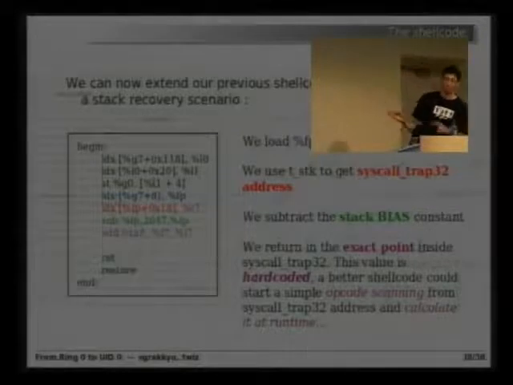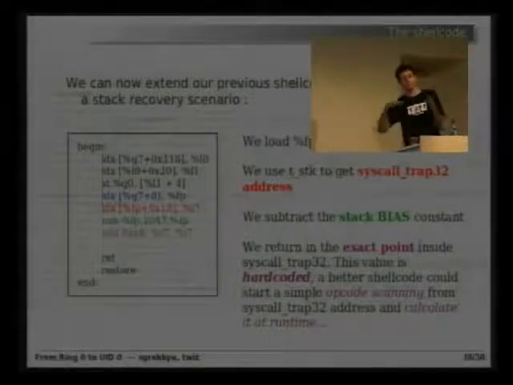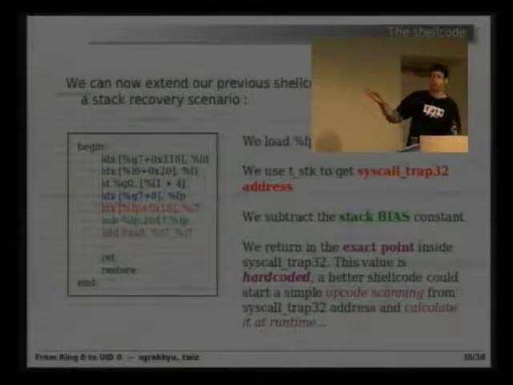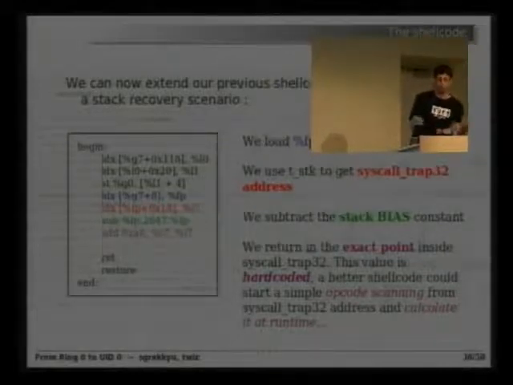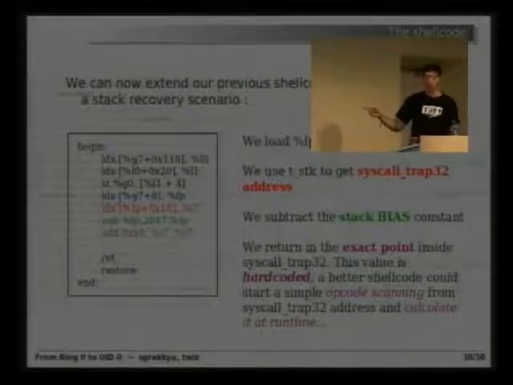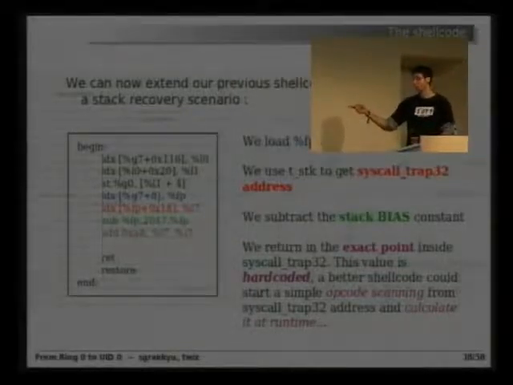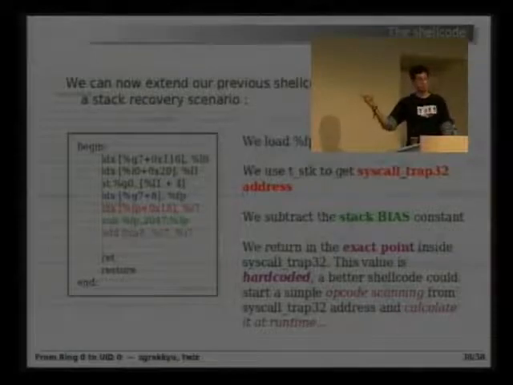Yes, these addresses are hardcoded. So that's not wonderful. If you know the kernel which is running, so you do a uname -a on Solaris 9 and Solaris 10, this value is OK as long as you use it. But it might not be OK if a lot of people start using OpenSolaris and compile this kernel. But what we can do is write an approach scanning from syscall trap 32 and calculate it at runtime.